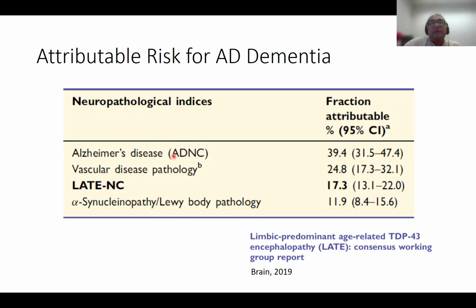So Alzheimer's disease is still the most important, contributing about 40% of risk. Vascular disease is very important as well, almost 25%. LATE, which is limbic predominant age-related TDP-43 encephalopathy, and I'll talk a little bit more about this later, is a significant contributor to dementia, right? So 17%, and alpha-synuclein or Lewy body pathology or Lewy body disease is another 12%. So together, these four are probably the most important contributors to dementia in the community setting.